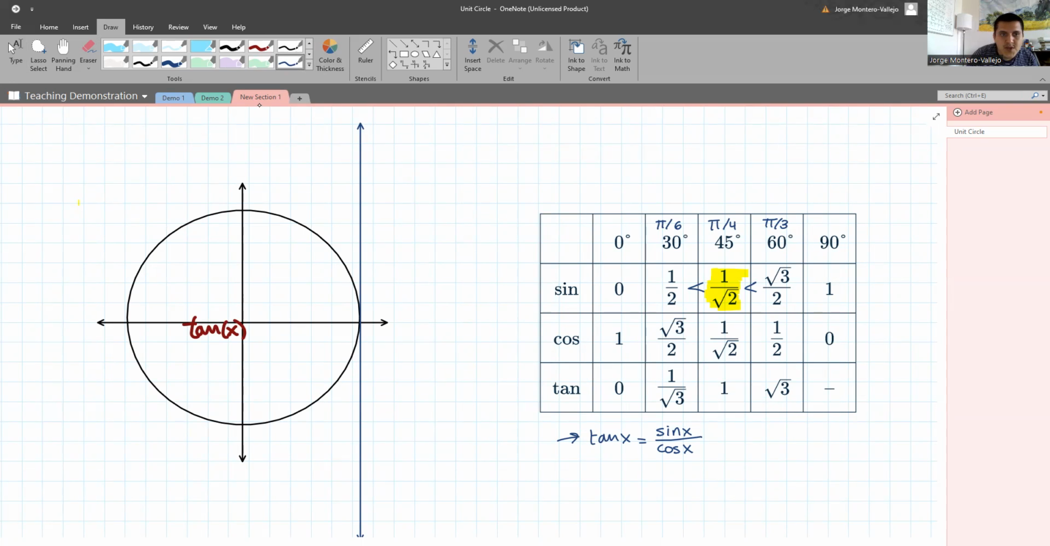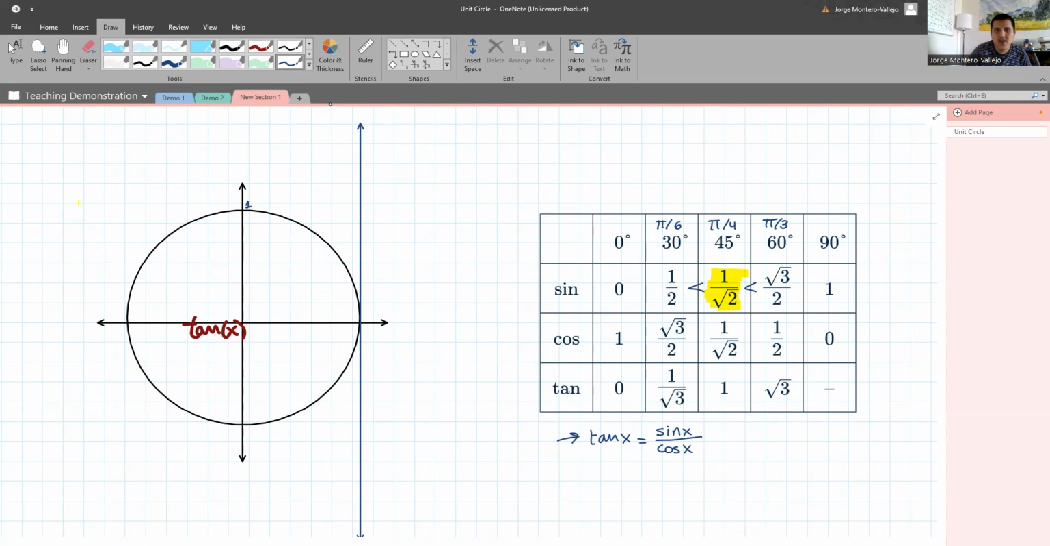This circle has radius 1. So the length here is 1, and over here also a length of 1. Before, with sine, we worked with the y-axis. With cosine, we work with the x-axis. Now for tangent, we want to work with this imaginary tangential line.